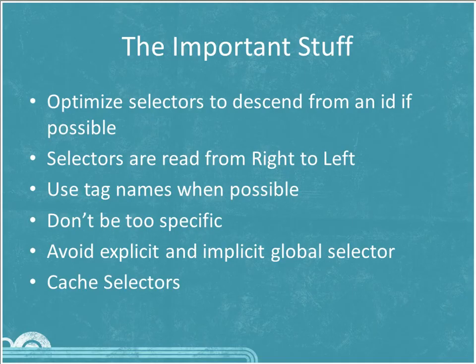Okay. So we looked at how to optimize selectors to descend from an ID. All right, that was our last step. Read from right to left, be more specific on the right than the left. Use IDs or tag names when possible. Don't be too specific. Get rid of those extraneous elements so that less parsing has to be done on your selector. Avoid those explicit and implicit global selectors, and cache selectors if you're going to use them more than once.